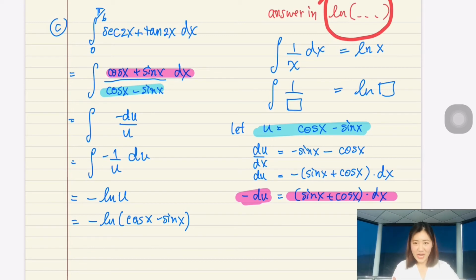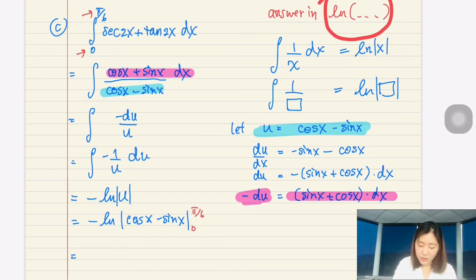Because you are HL, you have to be clear on the theory. It is not ln u, it is ln of the absolute value of u. So you need this absolute value, okay? And then from 0 to pi over 6, so from 0 to pi over 6, okay?